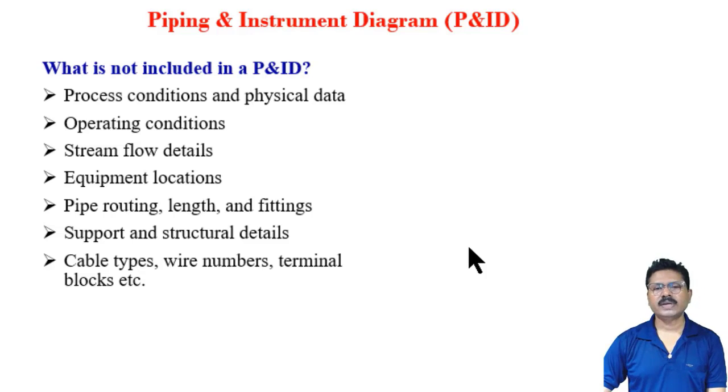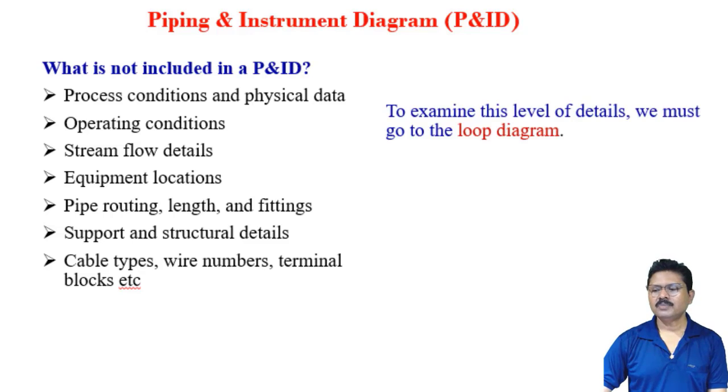So the process flow diagram gives an overview of the process using the different major equipments. The piping and instrument diagram gives more details; more instruments and more control operations are included. If we want to examine these different levels, we must go to the loop diagram. I will explain the loop diagram and other important diagrams in a separate tutorial.